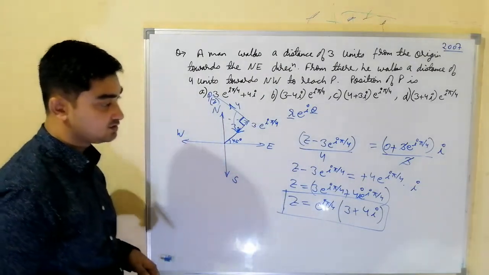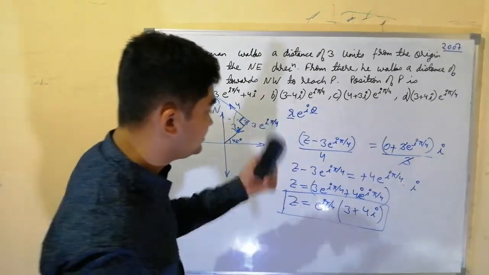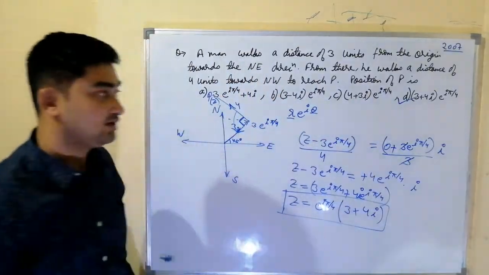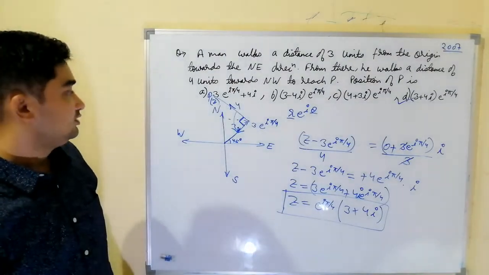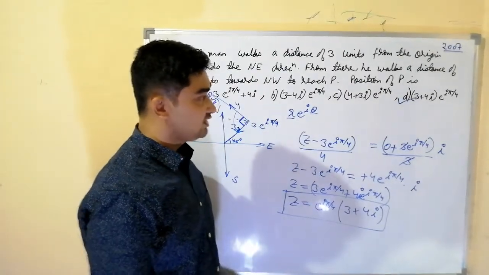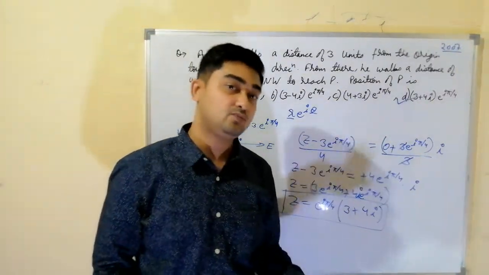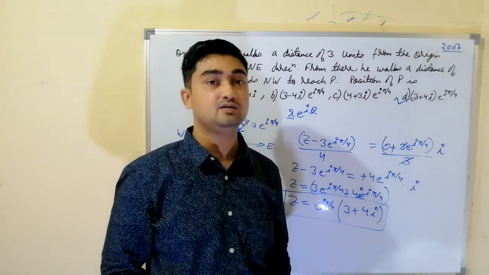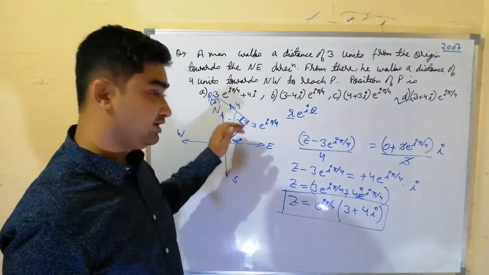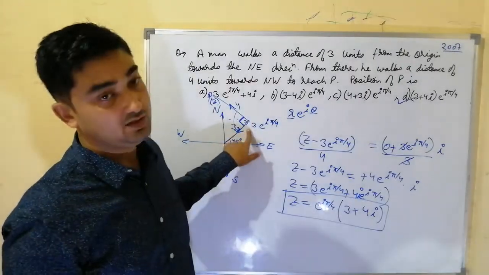Then Z is this. So looking at the options, the correct answer is D, 3 plus 4i into e power iota pi by 4. Right? So this is the answer. So whenever the problem is about rotation of a complex number, we have to multiply the complex number with e power iota theta. And that direction is also very important. Anti-clockwise is positive, and also what is that vector? It is final minus initial.